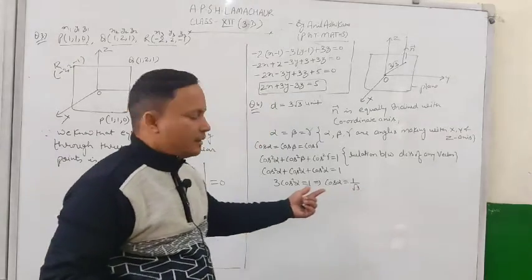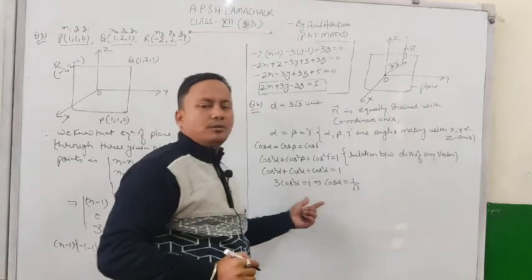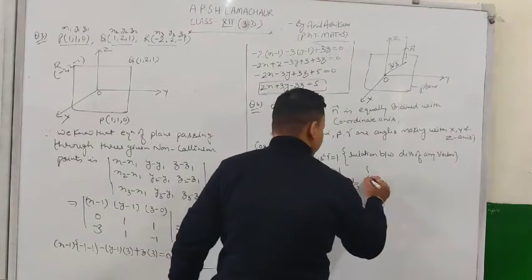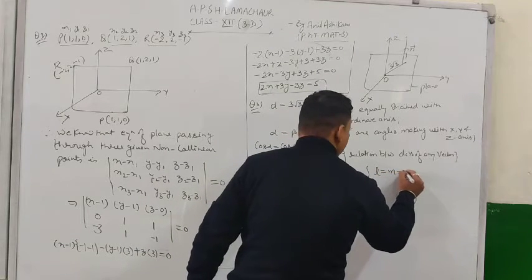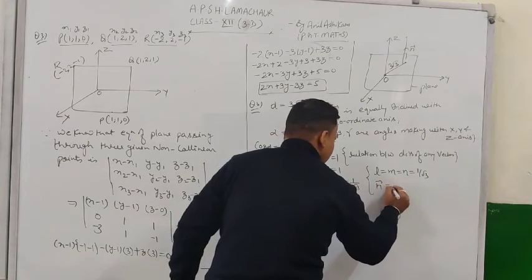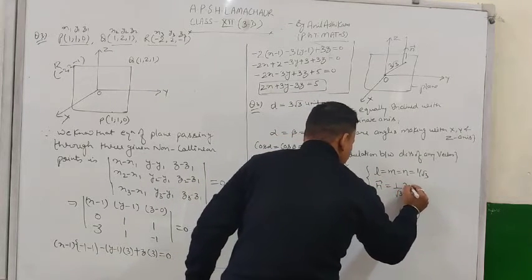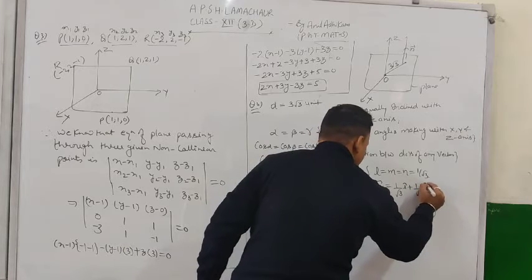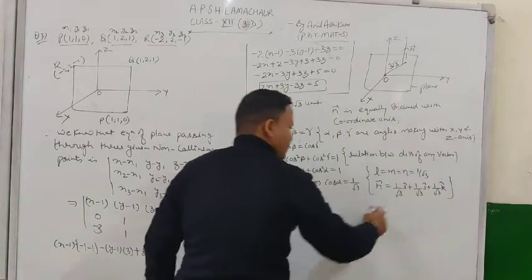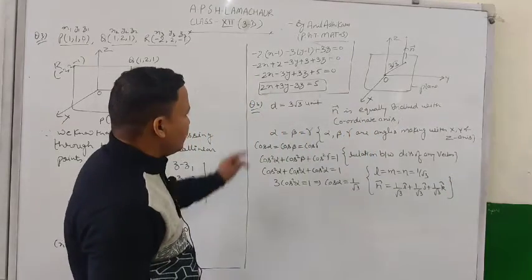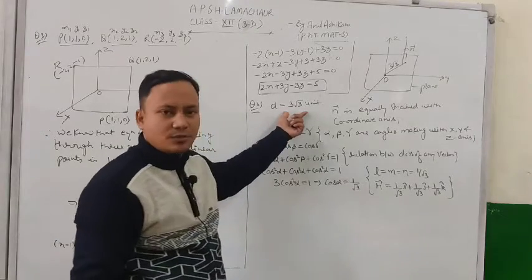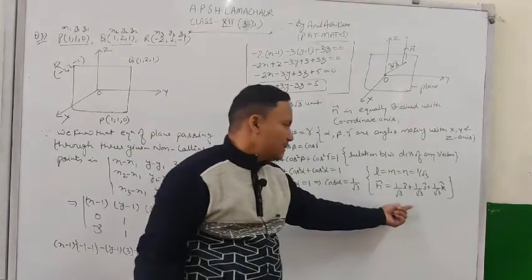It means that all three direction cosines l, m and n are similar and are 1 by root 3. That is l is equal to m is equal to n is equal to 1 by root 3. So the normal vector can be written as 1 by root 3 times i cap plus 1 by root 3 times j cap plus 1 by root 3 times k cap. This is our normal vector. Now we have to find the equation of the plane having distance 3√3 unit from the origin, and the normal vector is this one.